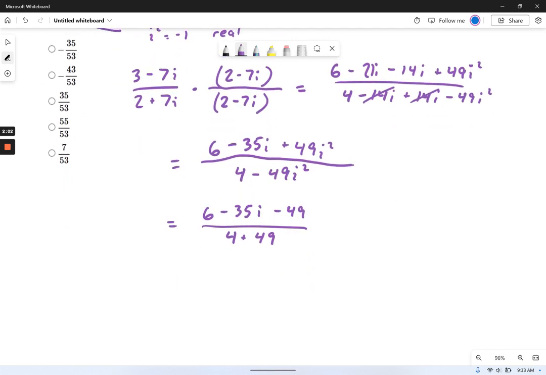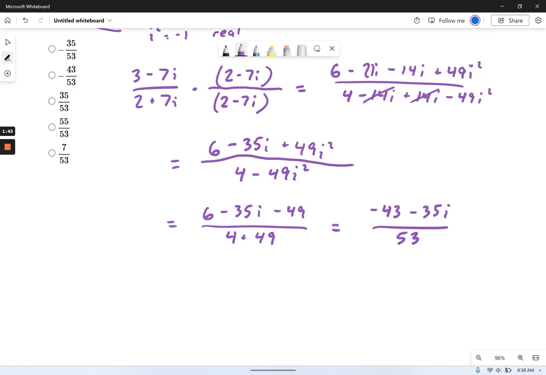Okay, just a little more and we'll be done. Take a look what happens now. 6 minus 49, I think that's negative 43. And then we have minus 35i. And then on the bottom we have over 53. So this is our answer as a fraction.